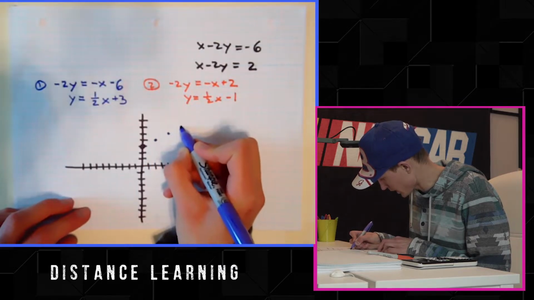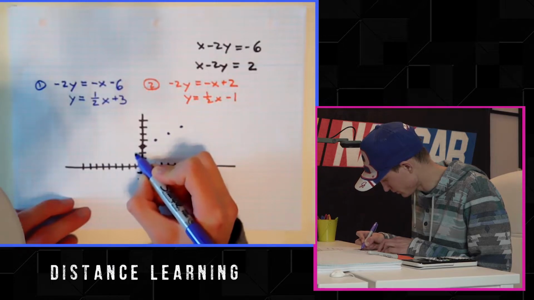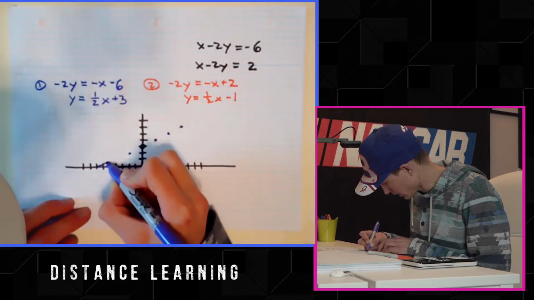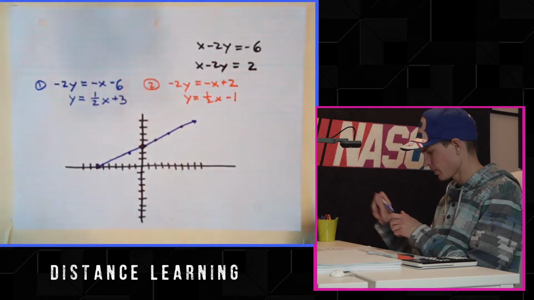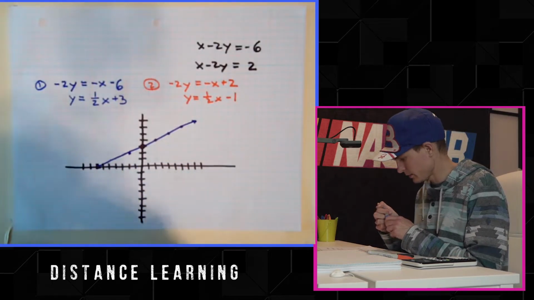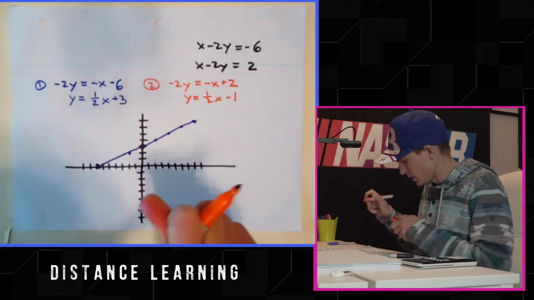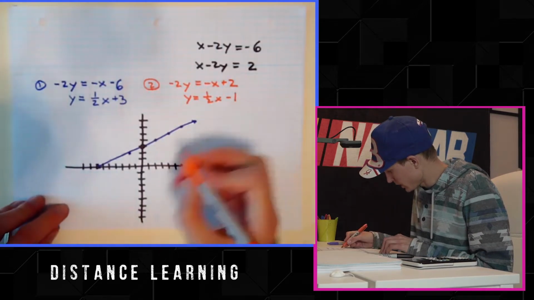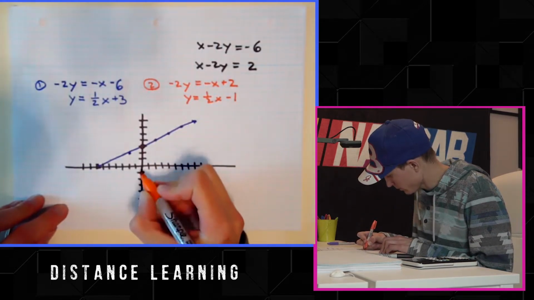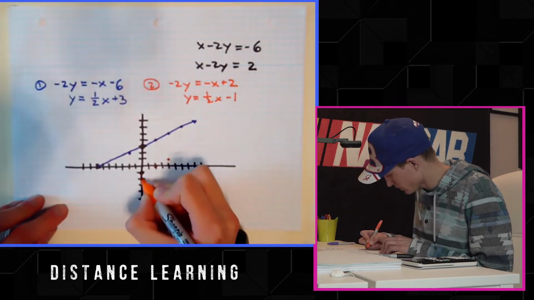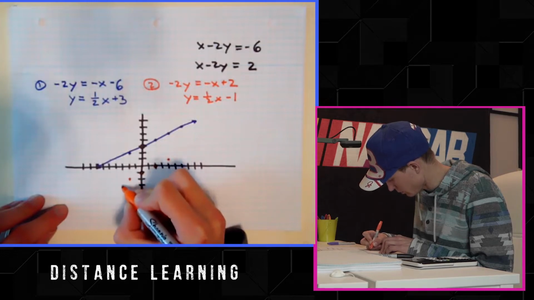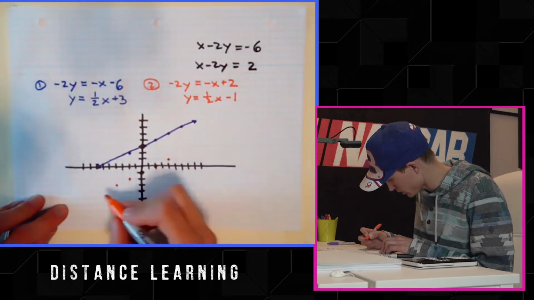So slope is 1/2, which means rise 1 over 2. And connect with a straight line. Maybe a little bit better than mine. And then this one has a y-intercept of -1. So I go down to -1. I then go up 1 over 2, up 1 over 2, down 1 over 2, down 1 over... Counting is hard.